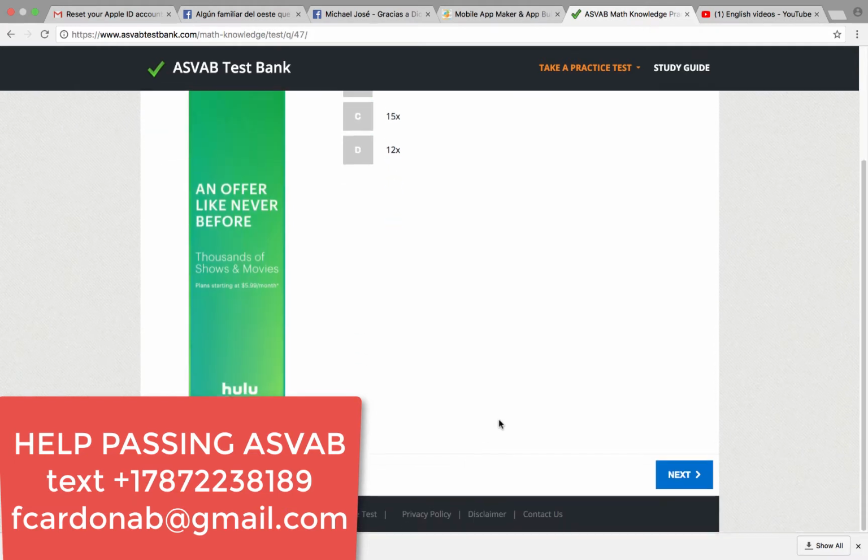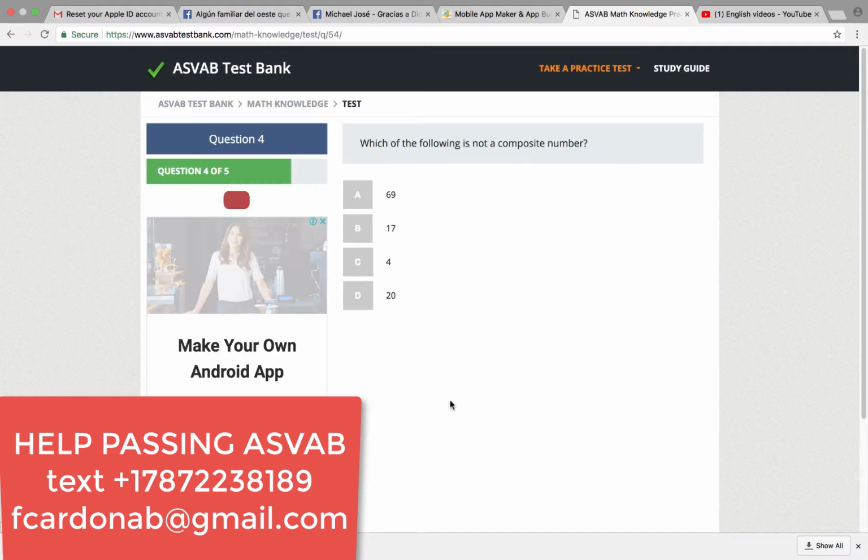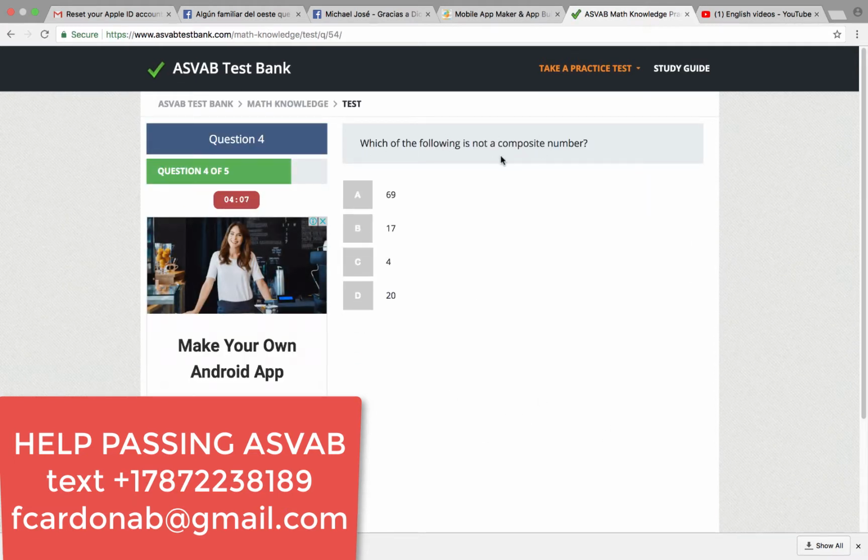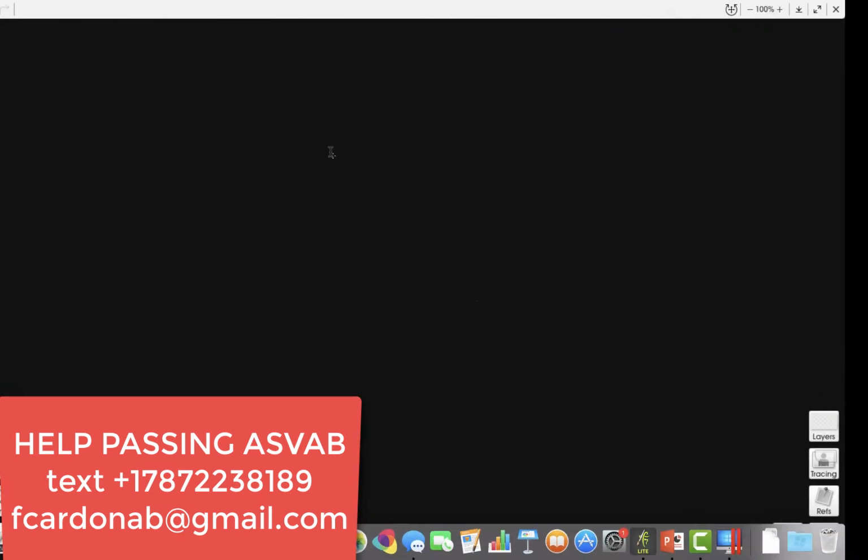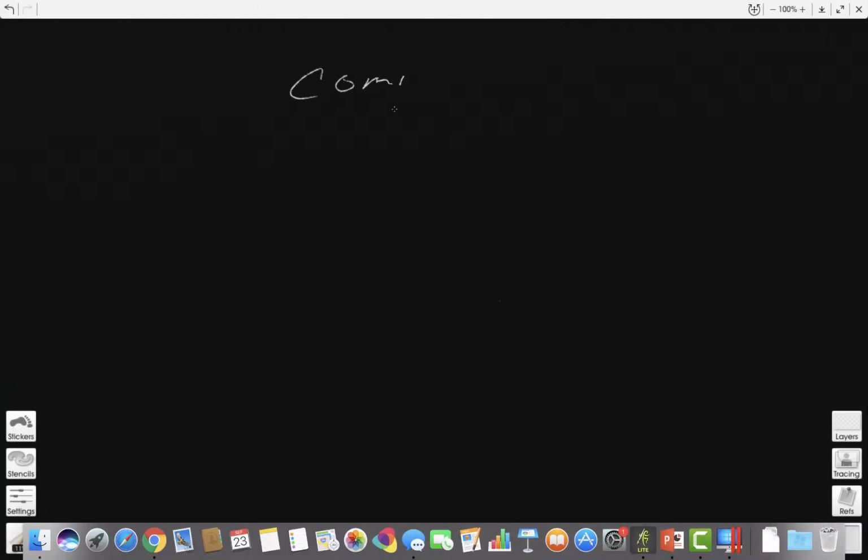Let's just see if I get a harder one, because they're very simple. Which of the following is not a composite number? So this is actually important. Composite is actually the weird way of saying it. Normally people are going to talk about prime and not prime. Not prime would be what they refer to as composite. So the easiest way is to just list some examples.